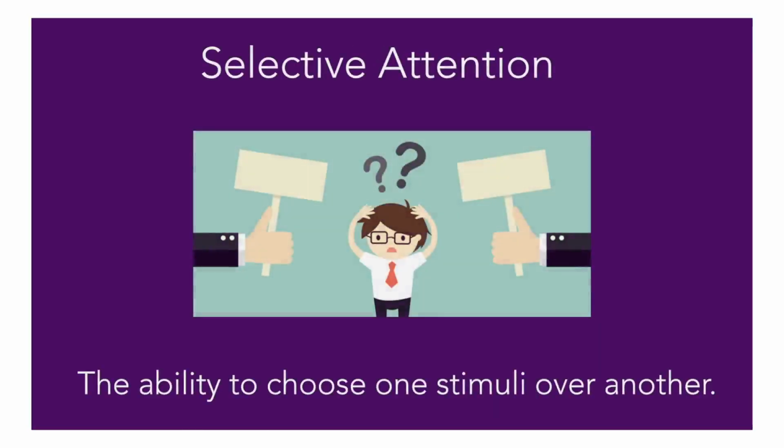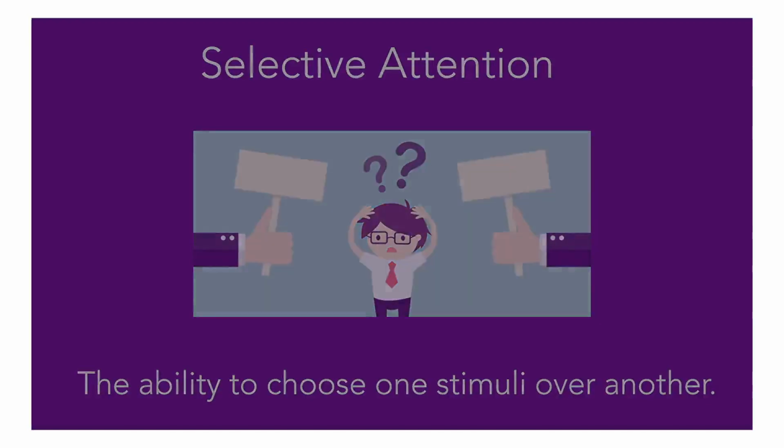Selective attention is the ability to choose one stimuli over another, the ability to block out certain stimuli while focusing on another, such as listening to a conversation in a restaurant with competing sights and sounds. This requires one to ignore distractions.